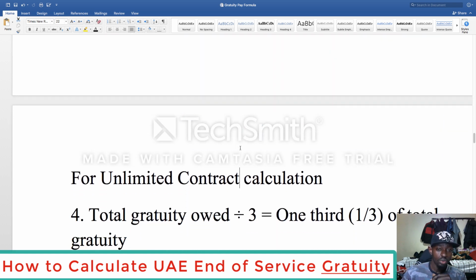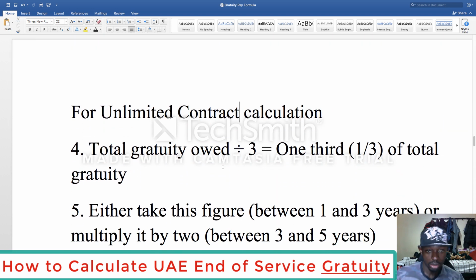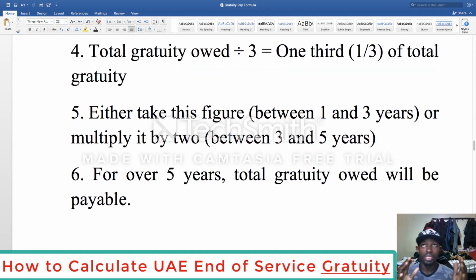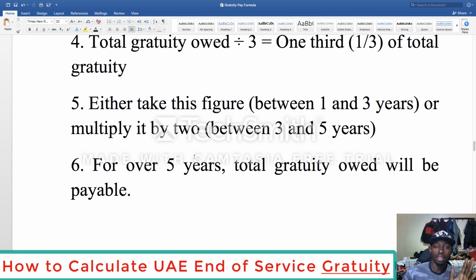Now let's go to unlimited. Now unlimited contract calculation says the total gratuity owed must be divided by 3 to have 1/3 of the total gratuity. If you have worked between 1 to 3 years, you're taking but 1/3 of your gratuity if your contract is unlimited. Now, if you have worked between 3 to 5 years, you're taking 2/3 of your gratuity, and this is still for unlimited contract. But if you have worked for over 5 years, you're taking the entire gratuity. There's no longer division. No 1/3, not 2/3, the entire gratuity.